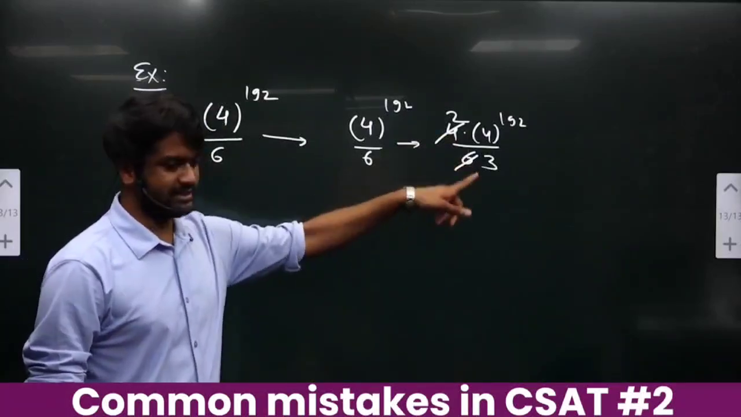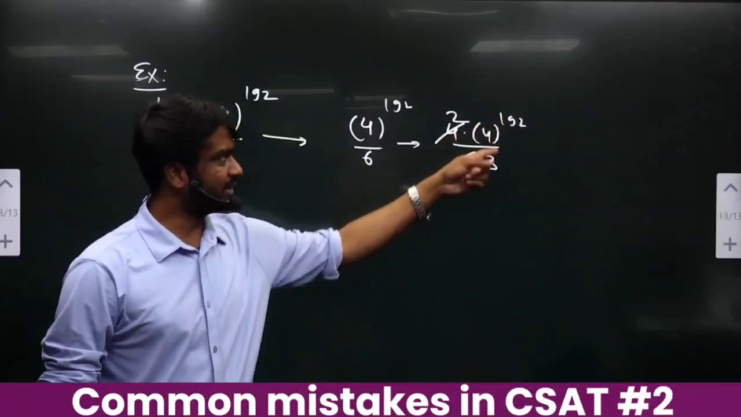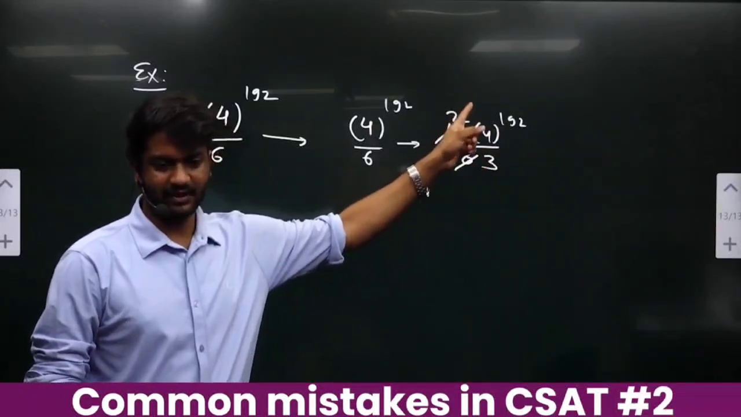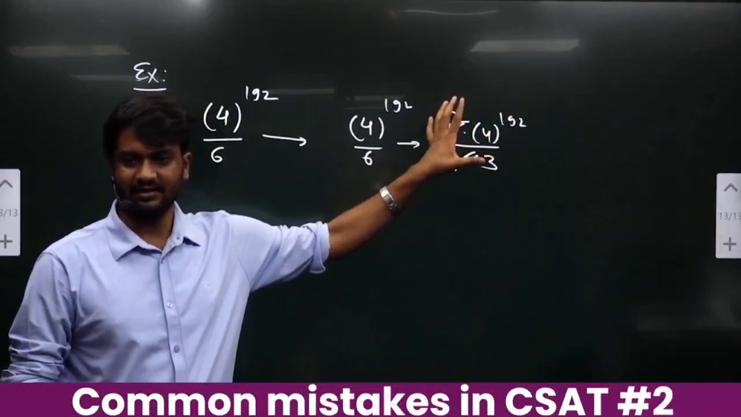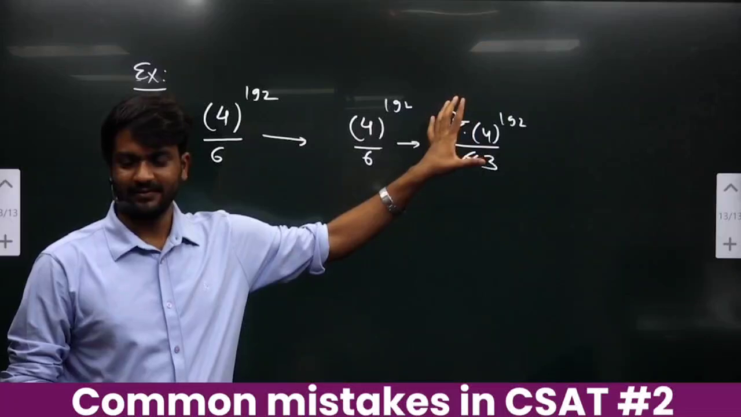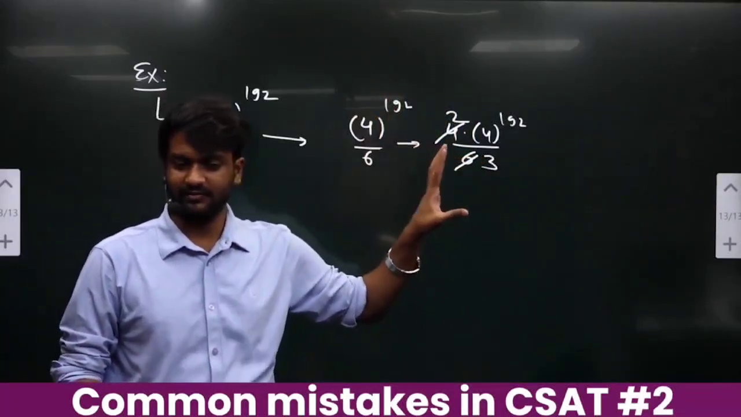Then what is the remainder of 2 divided by 3? It is 2. And the remainder of 4 की power 192 divided by 3 is 1, so 1 into 192. Is this right? Can anyone tell me the flaw here?